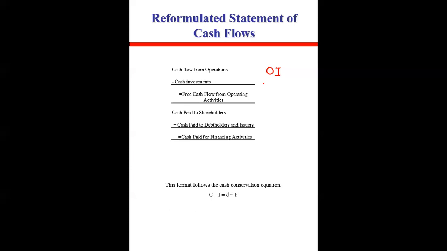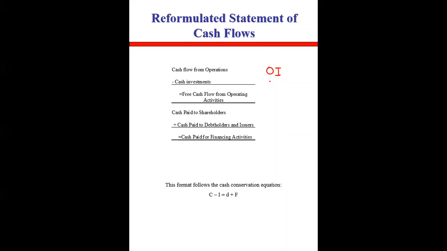actually, what does it measure? The cash investment, in which things we make investment. So we make investment for the operating part. We make investment in operating cash. We make investment in working capital. We make investment in property, plant, equipment. All these things are summarized in the cash investment.